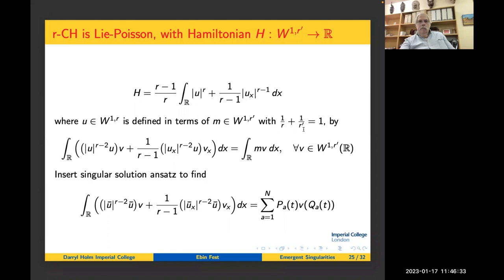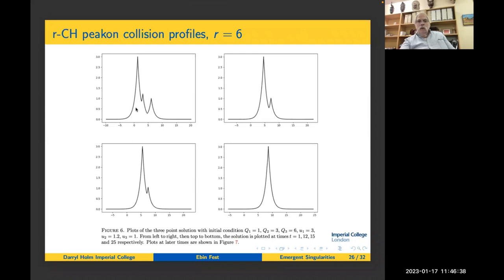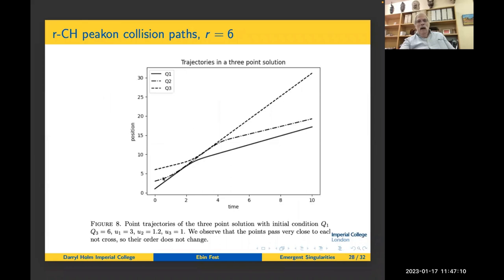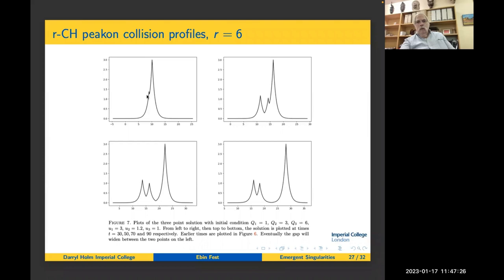Okay. So the answer is yes, there are pecan solutions, and yes, when they collide, they scatter elastically. Okay, getting this thing to run was a tour de force in numerics, I'll tell you. And the main point is that the pecans keep their order when they collide. And when they collide, they get much closer than in the case for H1, for B equals 2 with H1.